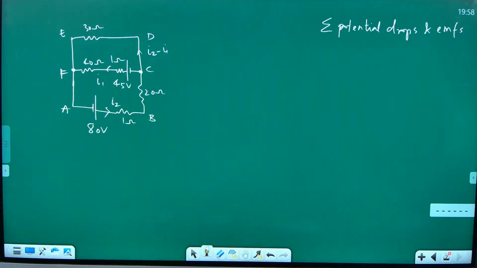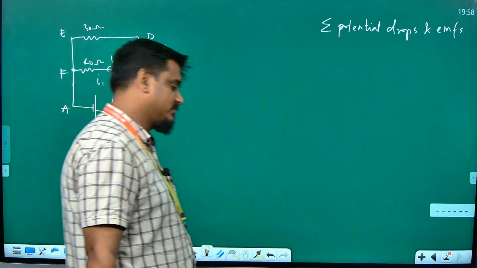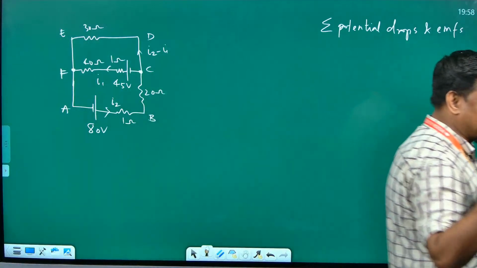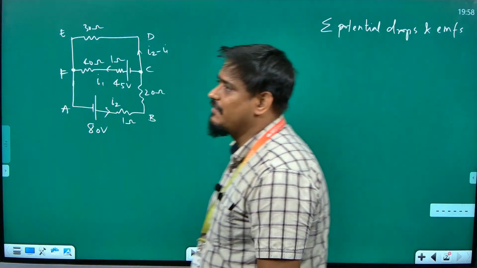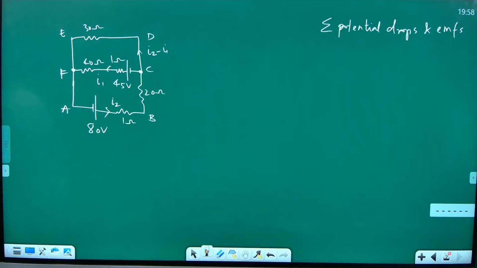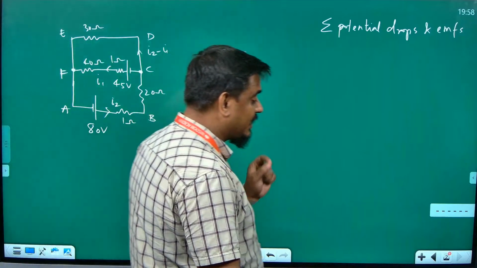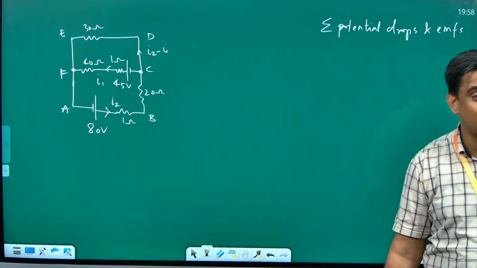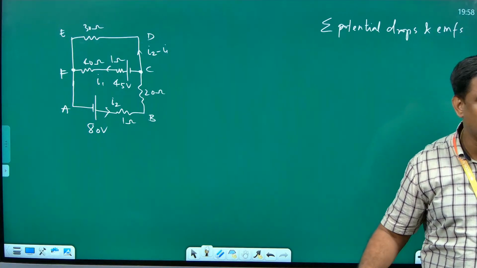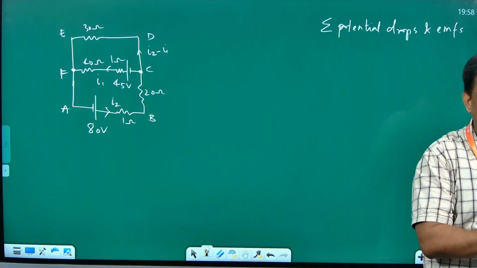You can write one more statement. It obeys law of conservation of energy. Or you can write it is a consequence of law of conservation of energy, whatever you want to write. If a question comes, Kirchhoff's junction law is a consequence of what? Law of conservation of charge. Kirchhoff's voltage law, law of conservation of energy.